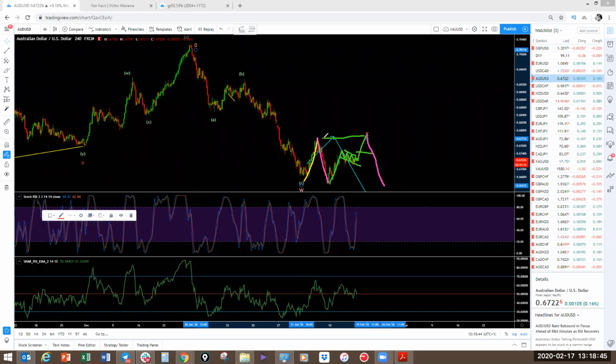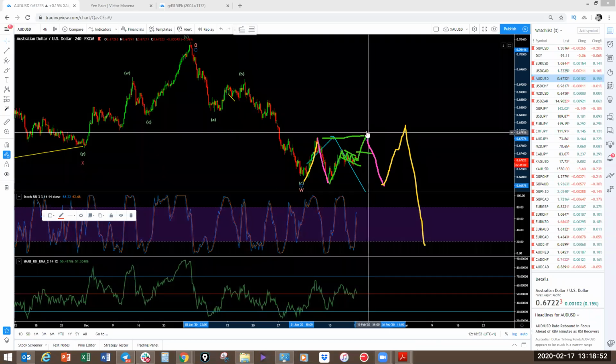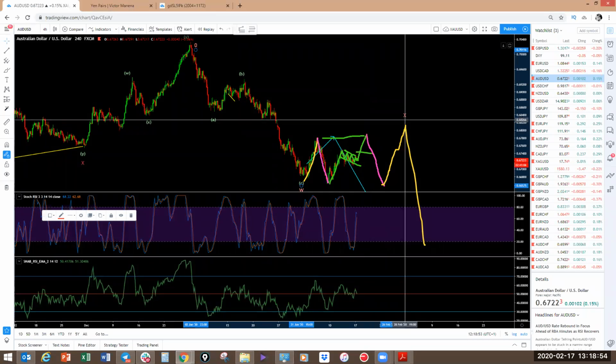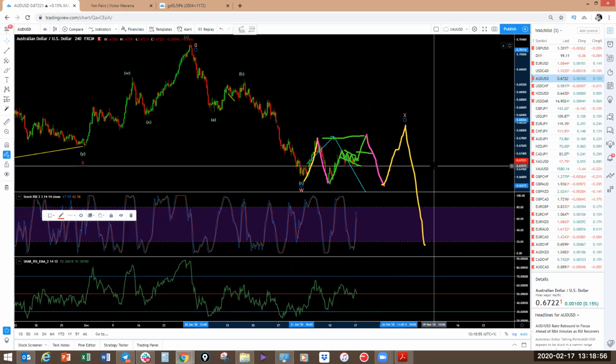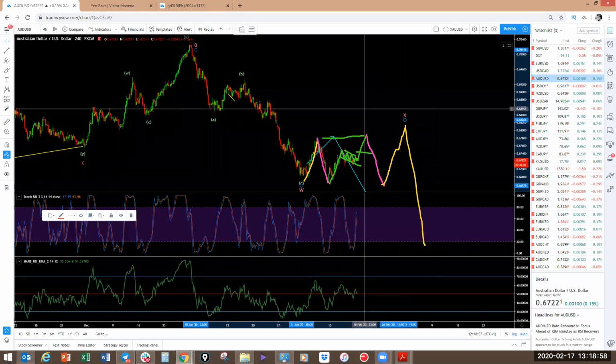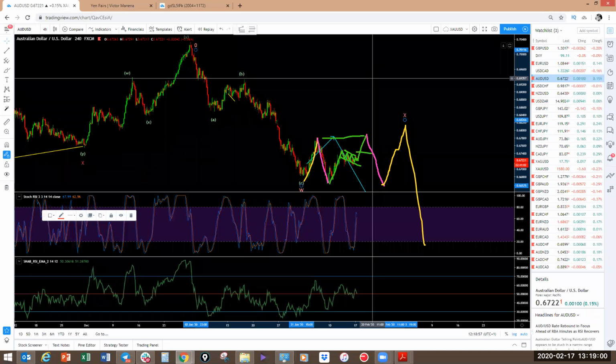we started with the yellow, then the purple corrected. We're going to expect the yellow to continue before we come down. So that means our X is going to be very extended and we're going to stay in this range for a while. Okay, so now what you need to do, this is not even a trade.